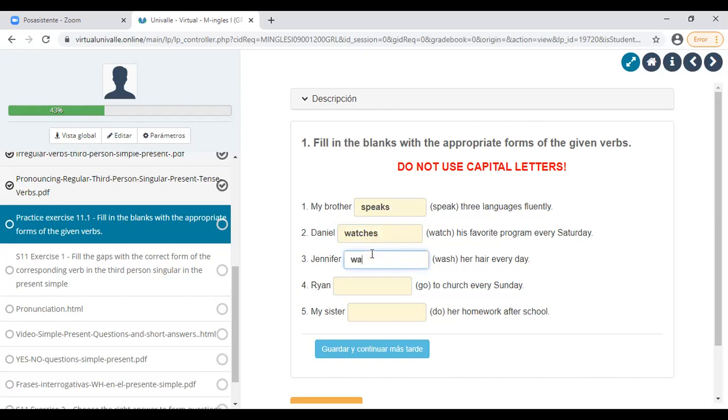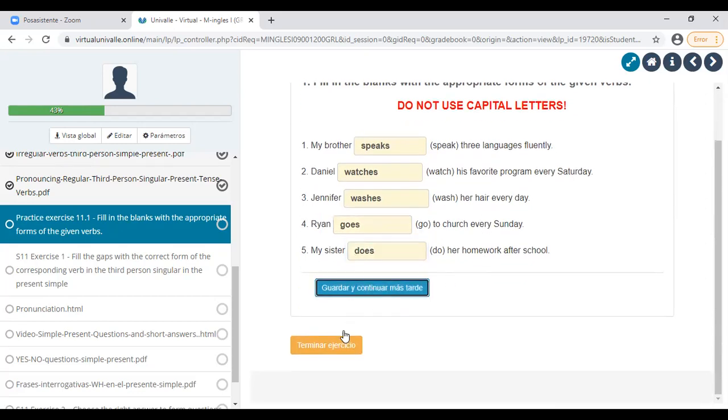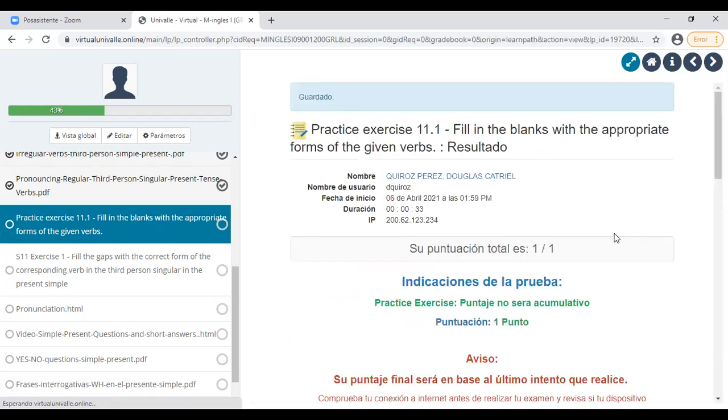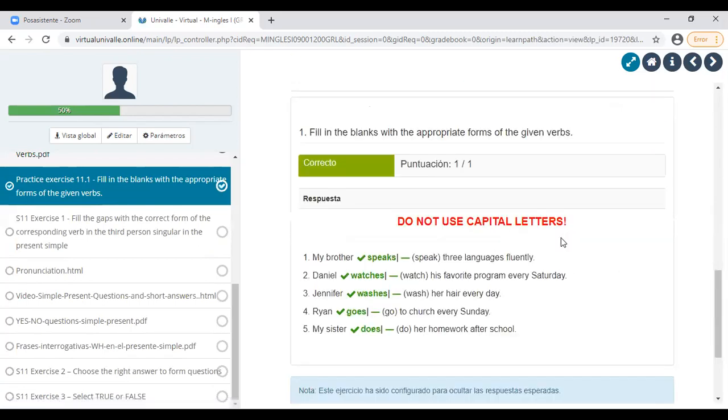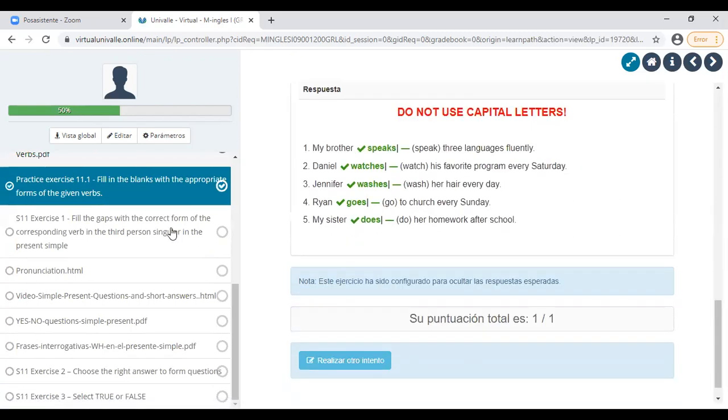Jennifer washes her hair every day. Ryan goes to church every Sunday. My sister does her homework after school. Now we're going to submit our answers and we are going to make sure if they are correct or incorrect. Okay, all of them are correct.